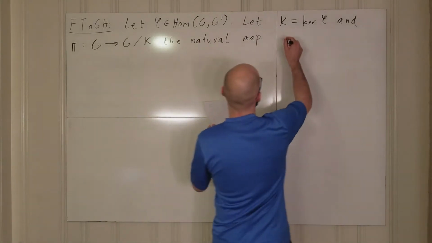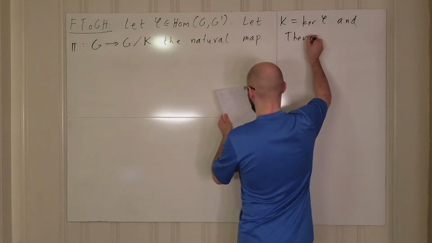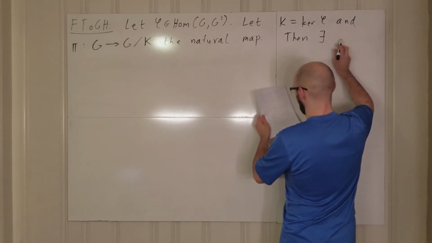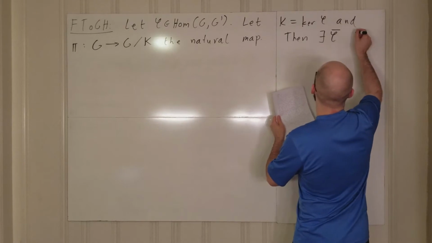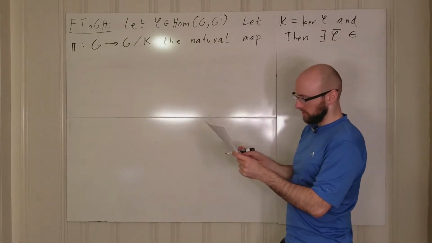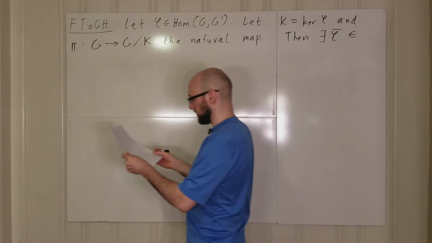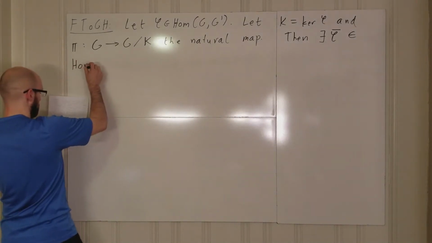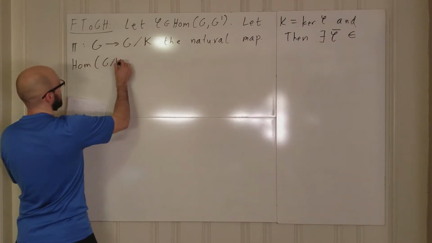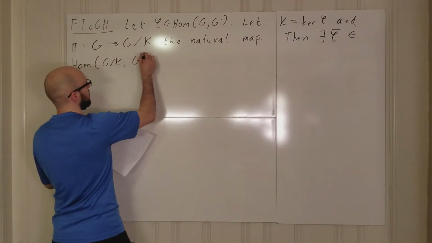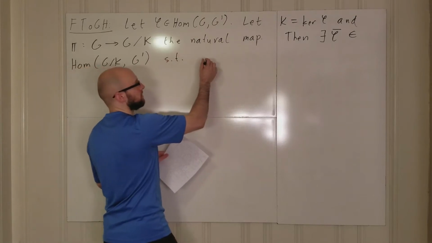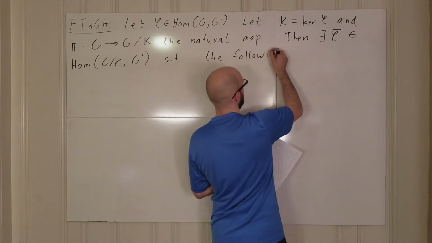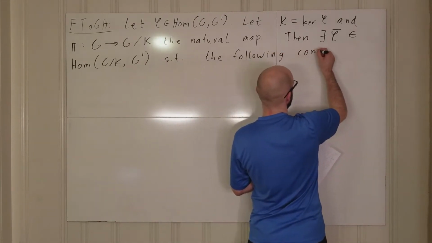Okay, so then there exists some phi bar, which is a homomorphism from G mod K to G prime, such that the following commutes.